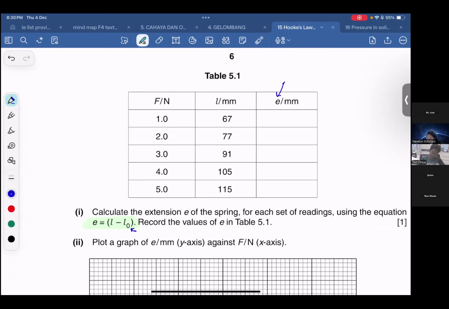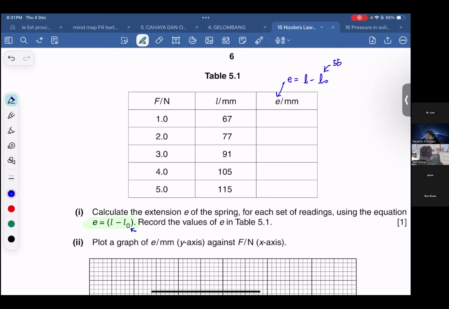So this one, how do we do the calculation? e equals L minus L0. Okay, can you do the calculation and then type your answer for me? How do you find the extension? Very good, Angeline.